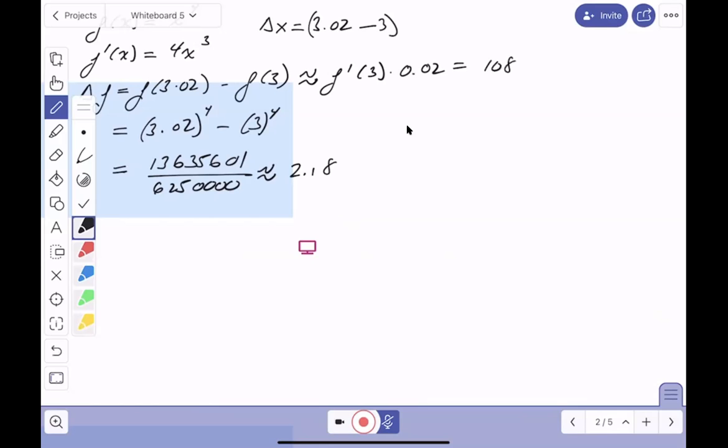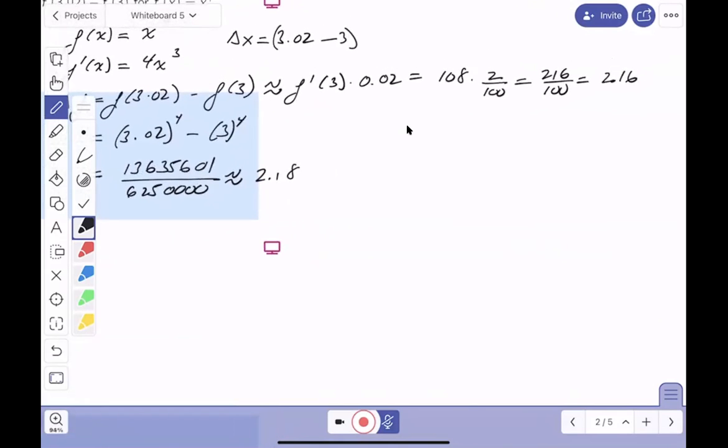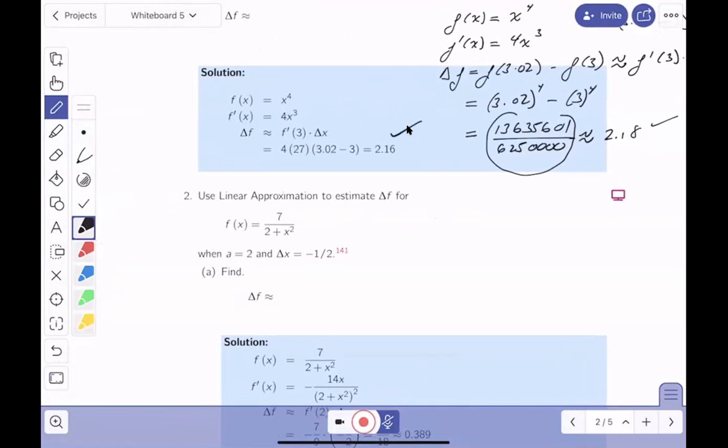Let me make sure I did that right. 3 cubed is 27. 4 times 27 is 80 and 28. Yeah, 108. And then what's 0.02? I'm going to write it down as 2 100ths. And that's going to be 216 over 100. And now I can do the arithmetic without using a calculator, by the way, and that would be 2.16. Now, by the way, I want to point out it's not a bad approximation. The actual number approximately is going to be 2.18. I mean, this is the actual computation over here, but they differ a little. All right. So 2.16. If you look at the answer key, you'll see that there.